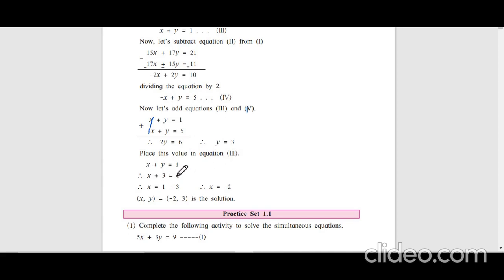And after substituting, they have taken the third equation. So x plus y is 1. तो y की जगह पे क्या डालना है? 3 डालना है. तो x plus 3 is equal to 1. 3 यहाँ गया तो minus होगा. तो 1 minus 3 is minus 2. बहुत ही easy था ये solved example.